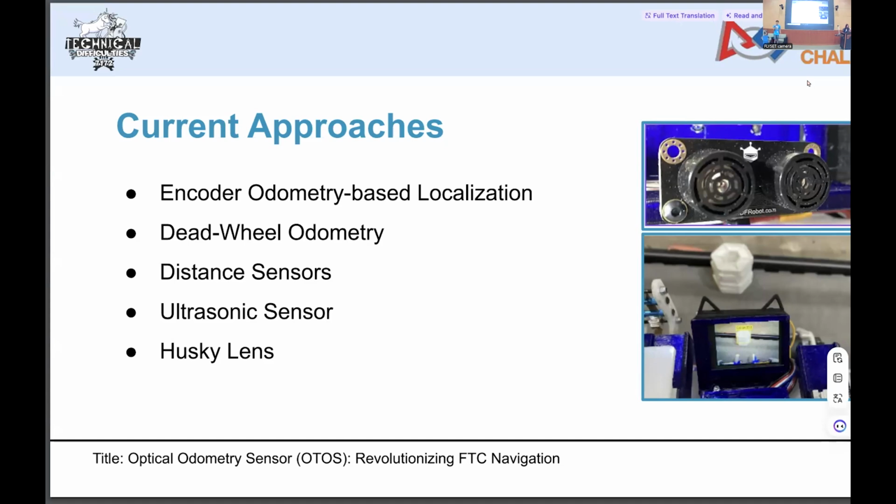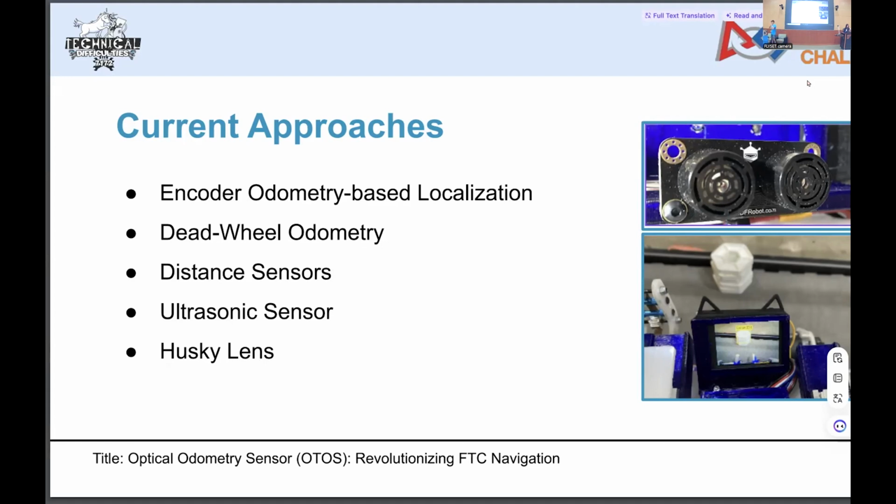Similarly, you have deadwheel odometry, which includes having 3 odometry pods on perpendicular axes, or 2, and they are used to find differences in each axis of the robot's movement. While these are more consistent than just drive encoders, they are also a lot more expensive with 3 different odometry pods and take a lot more space on your chassis, which reduces the amount of creativity you can put into your robot. You have distance sensors, ultrasonic sensors. Those are just sensors that you use to gauge the distances from the walls. And you also have the Husky Lens.